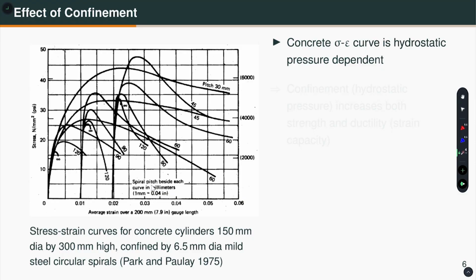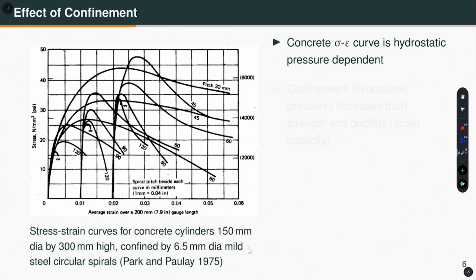Okay. To show you with experimental data, what I am showing here is stress versus strain, okay, average strain for 3 different grades of concrete. One is plotted starting at 0, the other one is plotted starting at 0.01 and this is 0.02, so that all of them can be put in the same figure. And what is this? This is the stress strain curve of a concrete cylinder 150 mm diameter, 300 mm high, which is confined by 6.5 mm dia mild steel circular spiral.